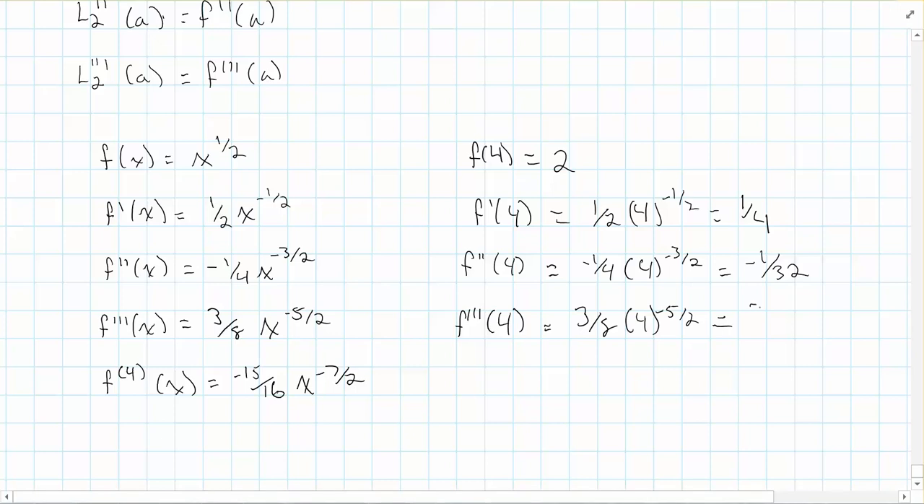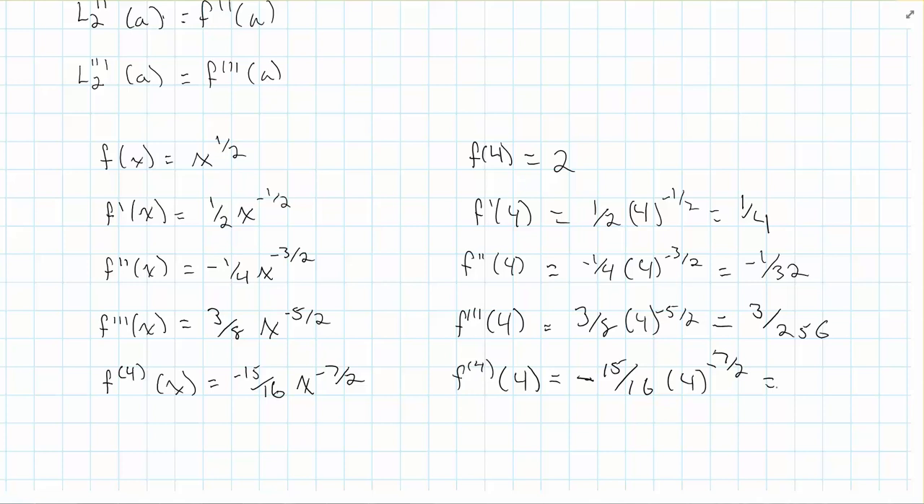And we actually get 3 over 256. And then the fourth derivative, evaluated at 4, would equal negative 15 over 16, 4 to the negative 7/2 power, which, give me a second to punch this into my calculator. And we get negative 15 over 2048.